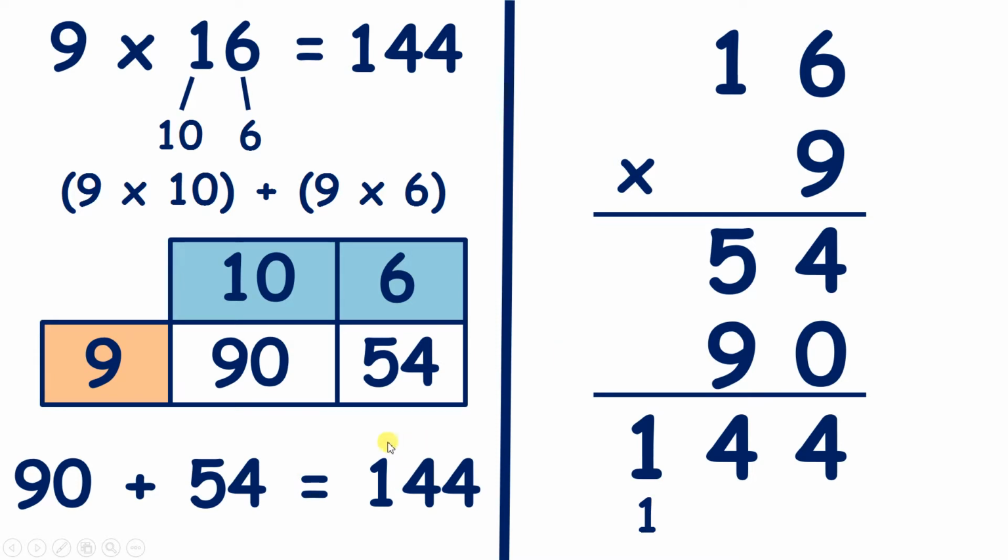So if you know how to multiply using the grid method, column multiplication is very similar, and most people find that they can answer a question more quickly using the column method.